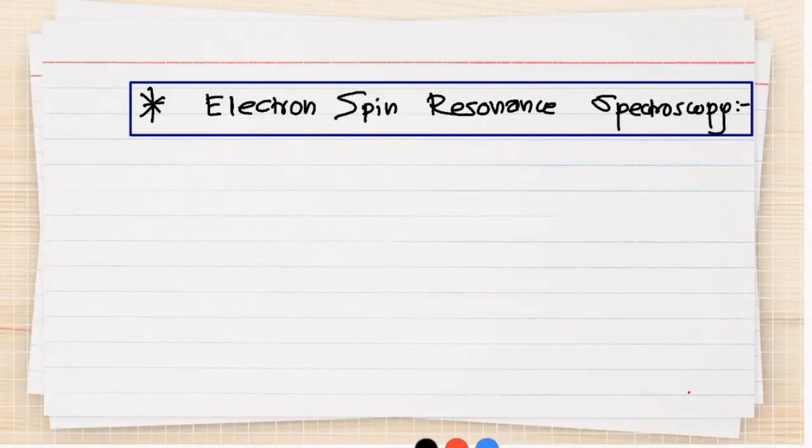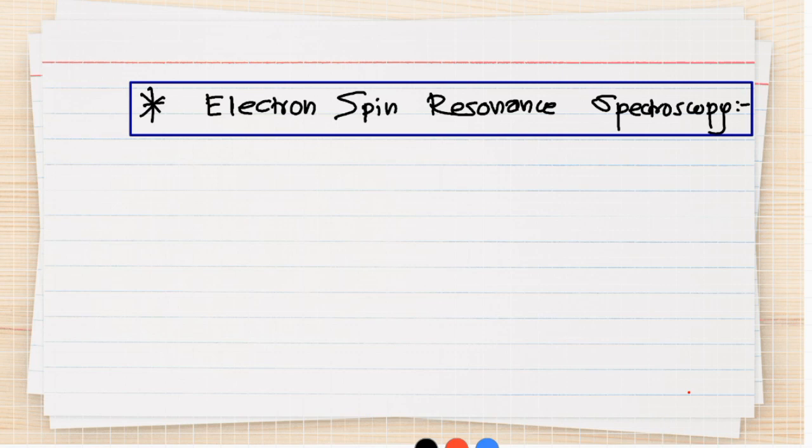Welcome everyone. Today we'll discuss electron spin resonance spectroscopy and the questions asked on it in the MH SET examination 2023, which was held on 26 March.